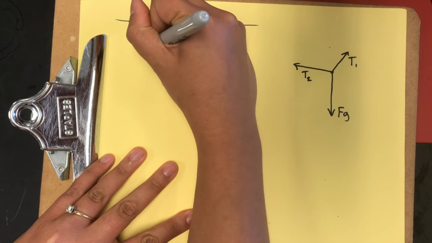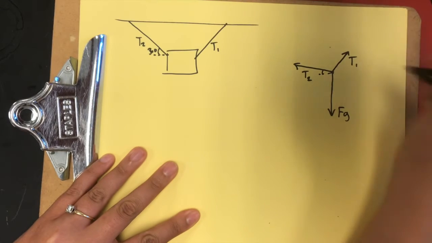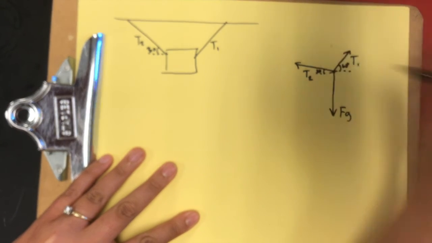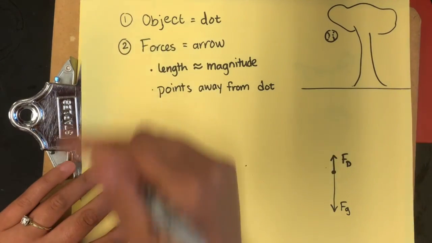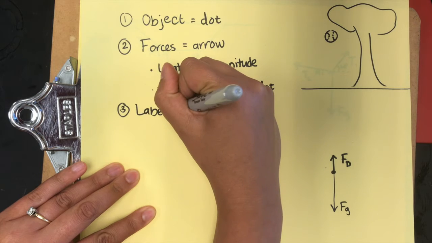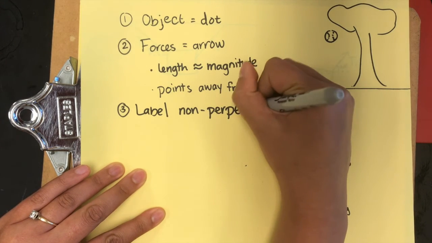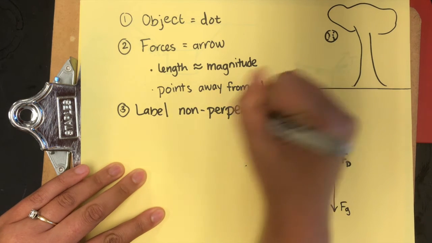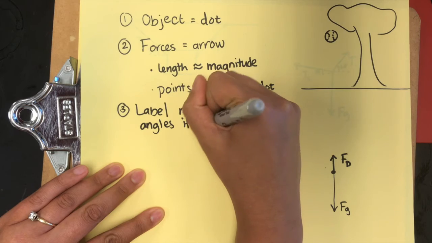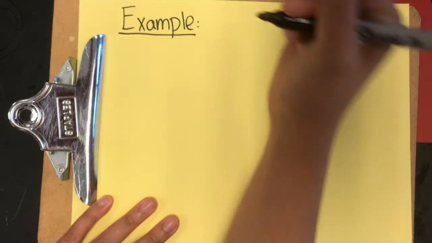And if I know the angles, let's say this angle is, that looks closer to a 30 degree. Let's say this is a 30 degree angle and a 60 degree angle. If I know the angles, write them in. Let's add that as a third thing to consider. If you know the angles or the number of newtons associated with that force, you might as well include that on the diagram too. So I'm going to write this as: label non-perpendicular angles. I don't need to label the angle for the gravity force because it's up and down.